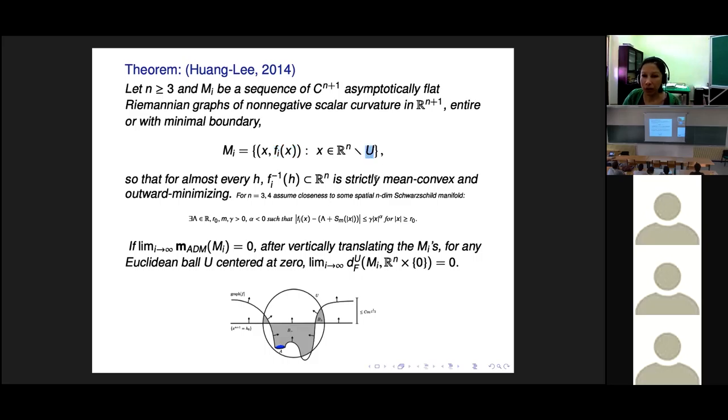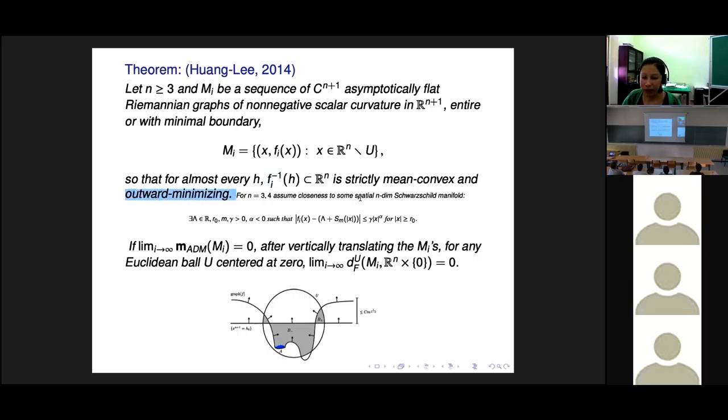And actually, this ball can be the empty set, in which case we say that this manifold is entire, or it can have a minimal boundary. So this is the example. Here, we will have a minimal boundary, and this is the graph over this function f. Okay, and we require certain conditions on our functions. So we want that the level sets are strictly mean convex and outward minimizing.